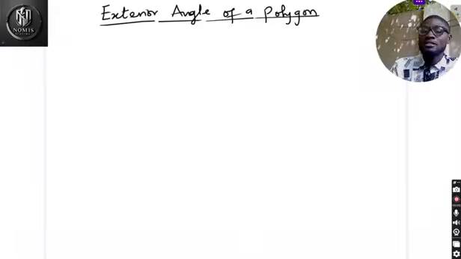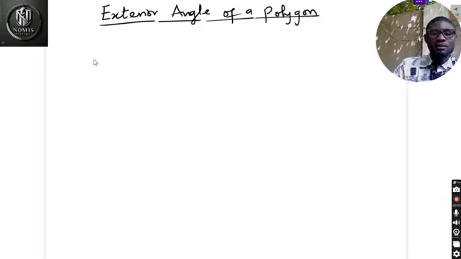In this video, we'll be dealing with the exterior angle of a polygon. The exterior angle of a polygon is the angle formed by one side of the polygon and the extension of an adjacent side. Let's take a rectangle as a polygon, for example.